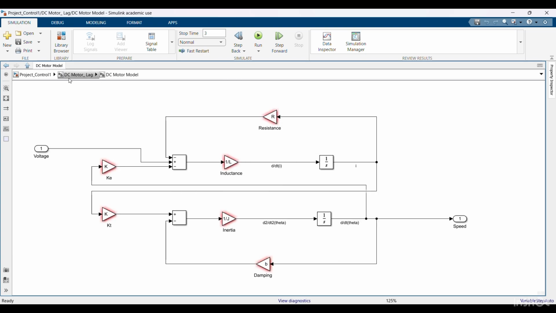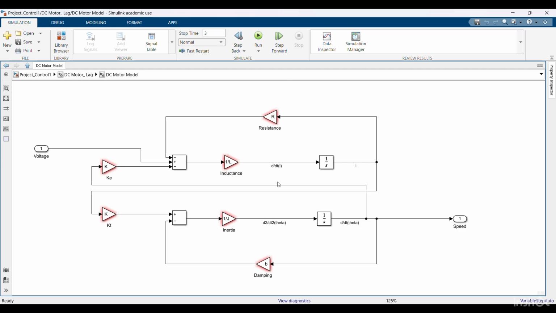This shows the internal DC motor subsystem model. The model is divided into 2 main parts, the electrical subsystem at the top and the mechanical subsystem at the bottom. In the electrical subsystem, the input voltage is applied to the armature circuit. The resistance block represents the armature resistance, while the inductance block represents the armature inductance. The back electromotive force represented by Ke acts as negative feedback opposing the input voltage. The signal then passes through the integrator block, which calculates the armature current.